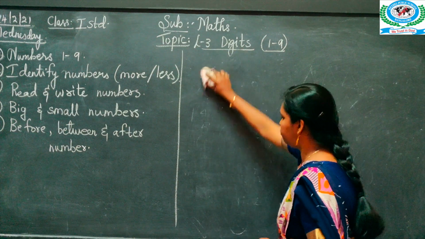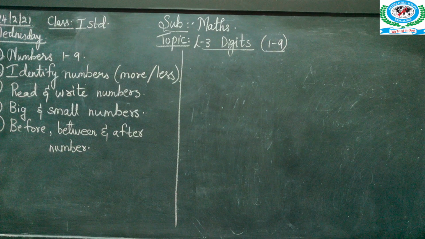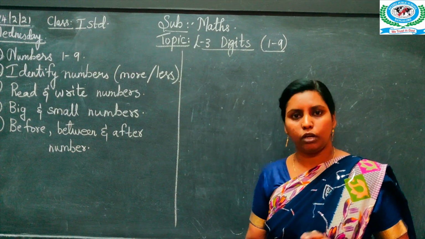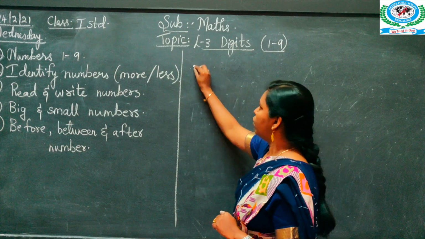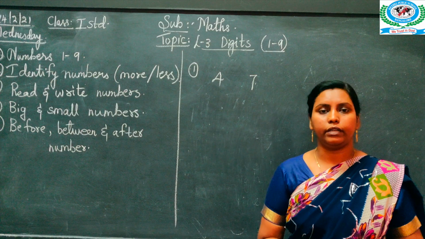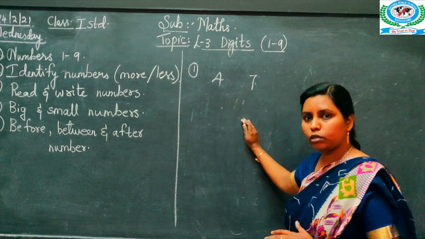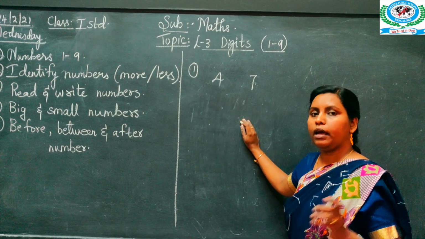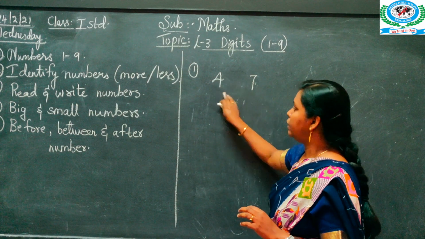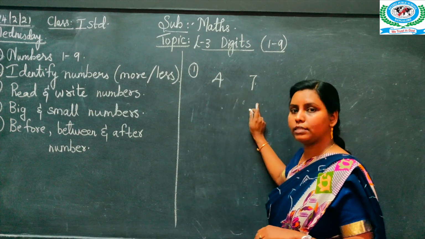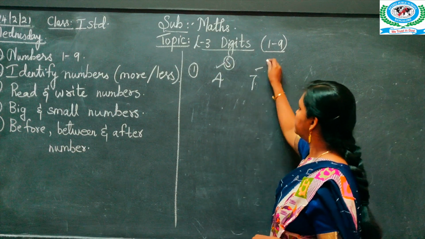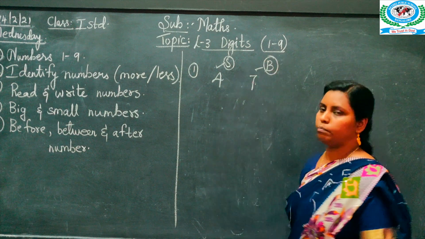So now, what is the fourth subunit saying? Big and small numbers. How you can make out the big and small numbers, how we can compare. For example, you have 4 and you have a 7 here. Among these two numbers, which is the big number and which is the small number? We all know that 4 is smaller than 7. So this is the small number and this is the big number.